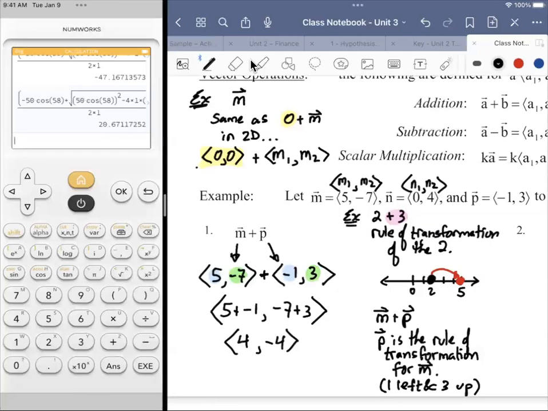So m1, m2 is the rule of transformation for the zero vector. I'll clean this up in a sec.